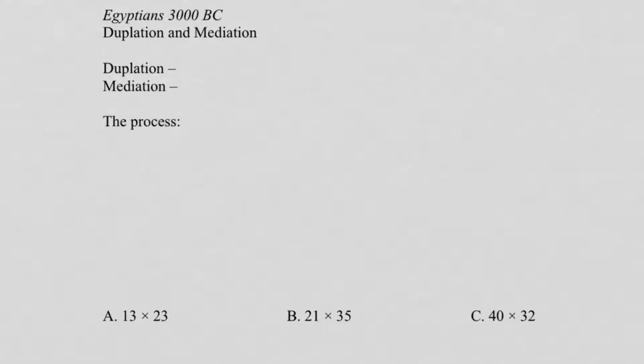So the first process is called duplication and mediation. Duplication means double. It's a doubling. And really that just means to multiply it by 2. And mediation means having a number, and this just means divide by 2. To cut something in half, or to divide it in half, is to just divide it by 2.